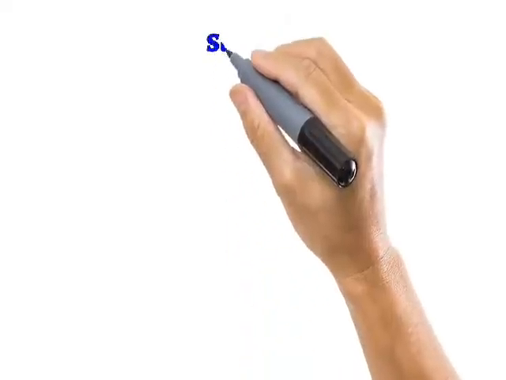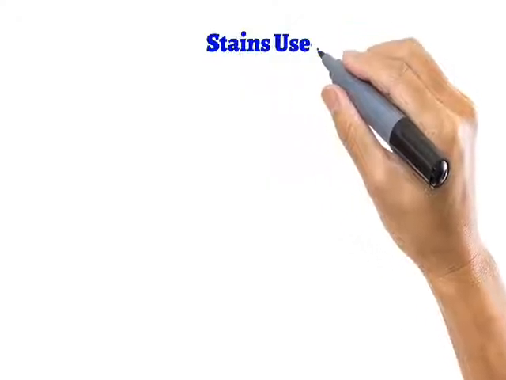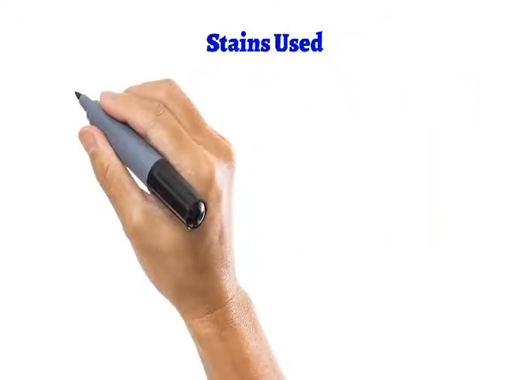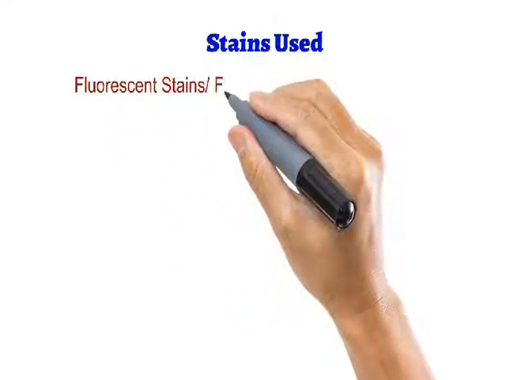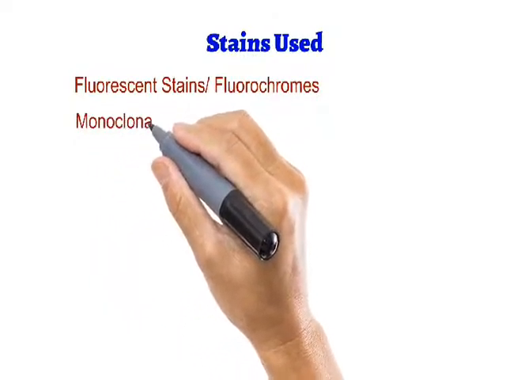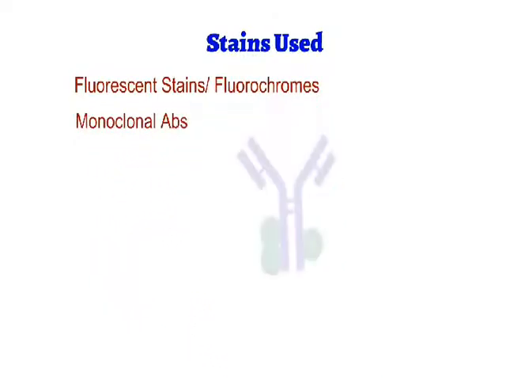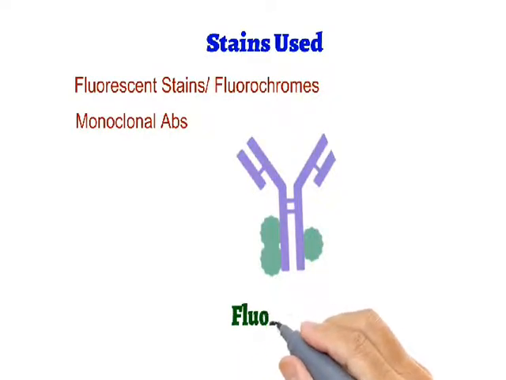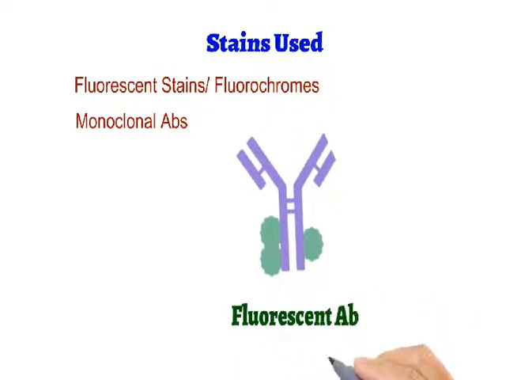The second unique feature of this particular technique is the stains used. In this staining technique, special stains which are known as fluorescent stains or fluorochromes are used. These fluorochromes are connected to monoclonal antibodies, and such antibodies which are connected to a fluorochrome are known as fluorescent antibodies.